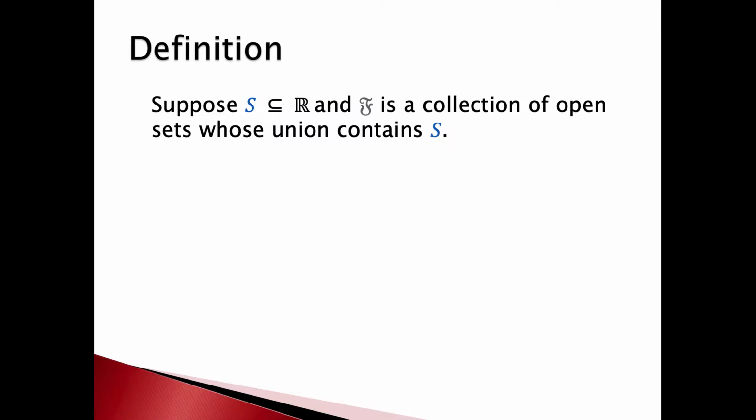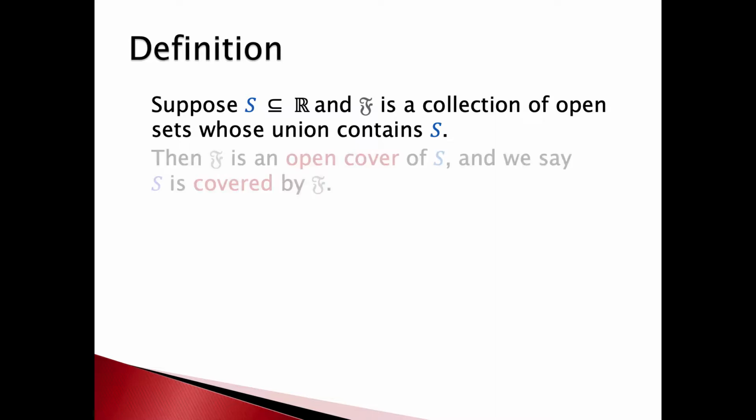If you notice that weird looking symbol there, it's not a dwarven rune, even though maybe it could be. That's a German Fraktur font, scripty F. We usually use the old German Fraktur fonts for collections of open sets like this. So scripty F is a set of sets. It contains a whole bunch of sets, and when you union all those sets together, it contains the original blue set S that we were talking about.